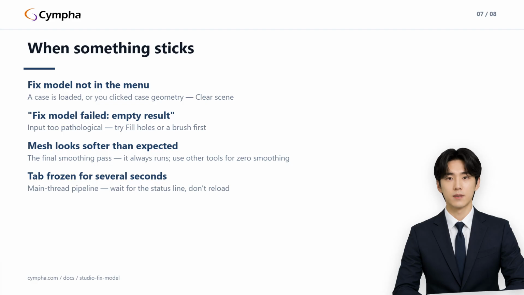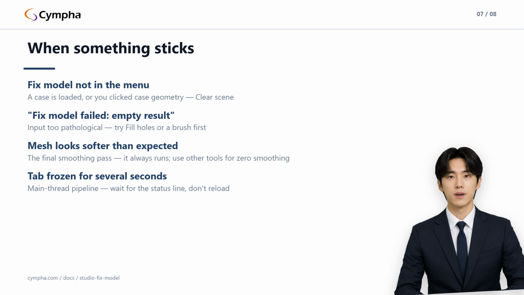Fix Model dropped a tooth or a small floating piece you wanted to keep. That's the largest region step again. Ctrl-Z to restore the previous geometry, or re-import the original, and then decide, either pre-merge the islands in your scanning software or skip Fix Model and use the brush tools on the specific defect.